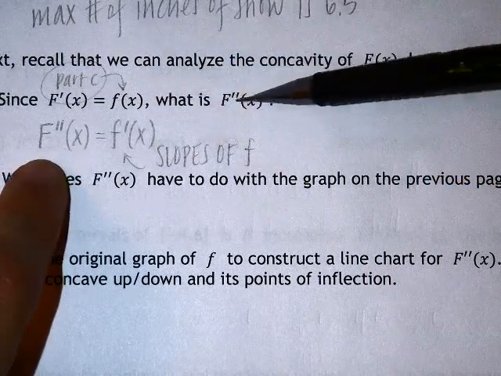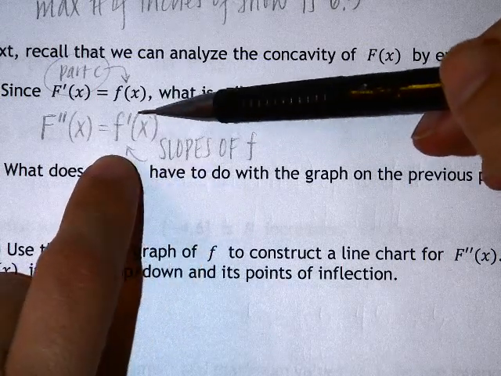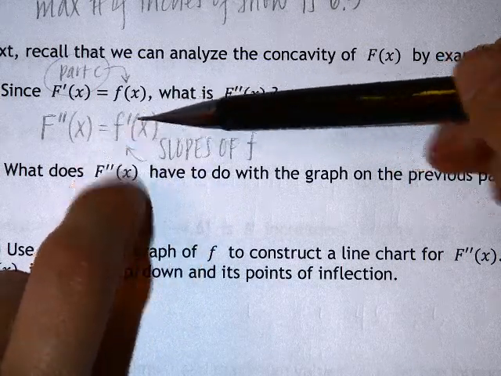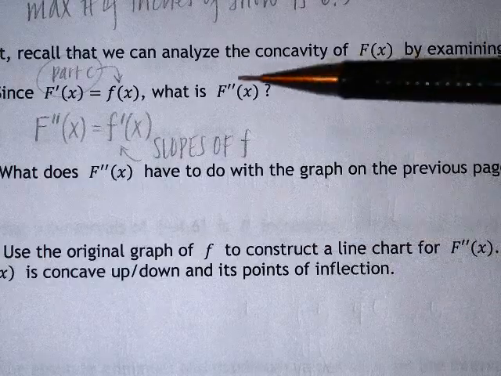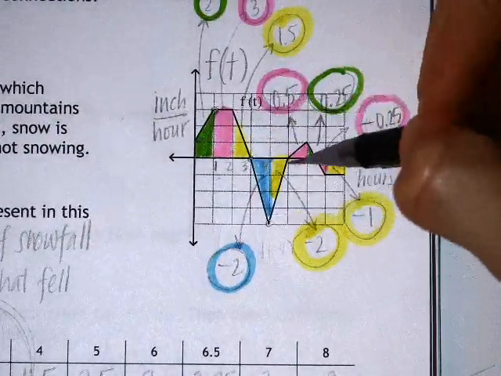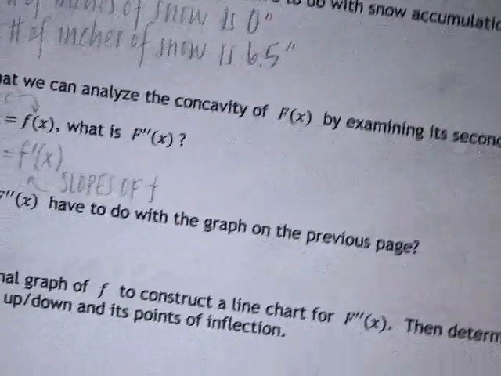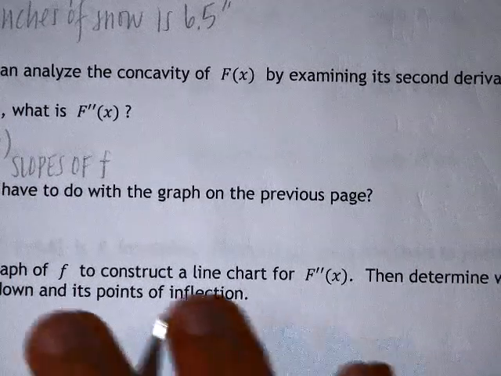If I need to analyze big F double prime, that's the same thing, apparently, as analyzing the slopes, or the derivatives, of little f. So I can look at a graph and find slopes. That seems doable. These are all just straight lines. That looks completely doable to me. So let's see if we can make some sense of that in part 3.